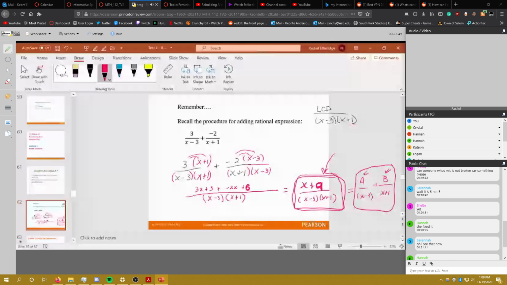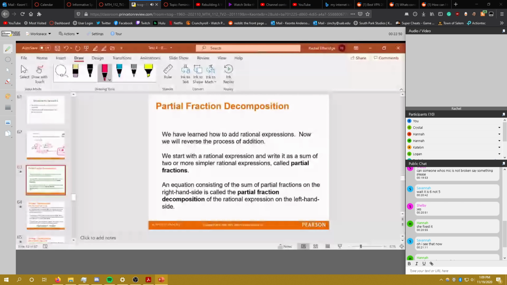Okay, so I'm going to just go through these slides a little bit. So we start with a rational expression, and then we want to write it as a sum of two simpler fractions, or partial fractions. An equation containing the sum of those on the right-hand side is called the partial fraction decomposition. When you hear someone say partial fraction decomposition, all they're doing is breaking a rational expression down into its partial fractions. So it's not as complicated as it sounds.